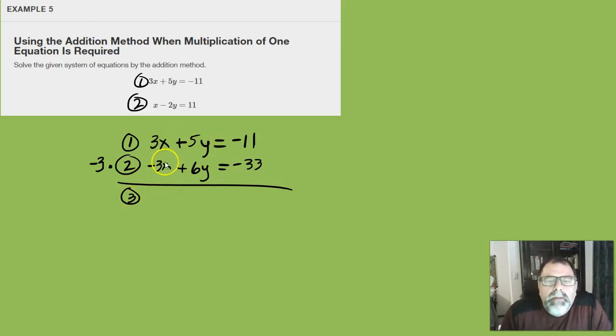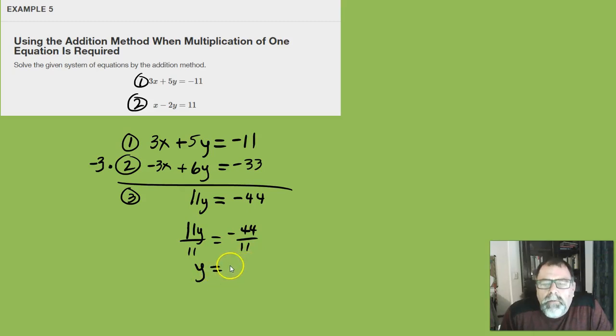So 3x minus 3x is 0x, which is 0, so it goes away. 5y plus 6y is 11y. And then this will be negative 44. Now you're going to solve this resulting equation. So divide both sides by 11 to get y by itself. So y is negative 4.